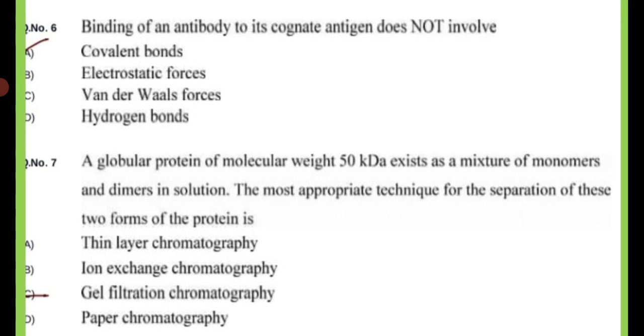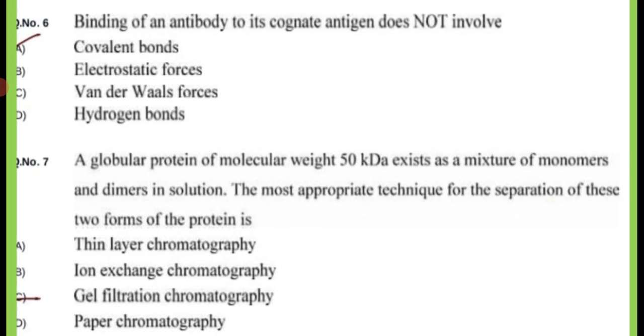Then moving to the next question: binding of an antibody to its cognate antigen does not involve... Here the bonds between antigen and antibody are asked. Between antigen and antibody, we can see electrostatic interactions, hydrogen bonds, van der Waals forces, hydrophobic interactions. But there is no covalent bond between antigen and antibody. So the answer to this question is covalent bond.